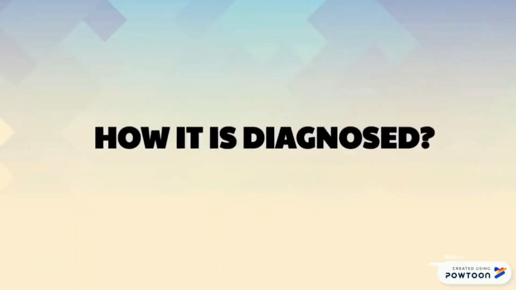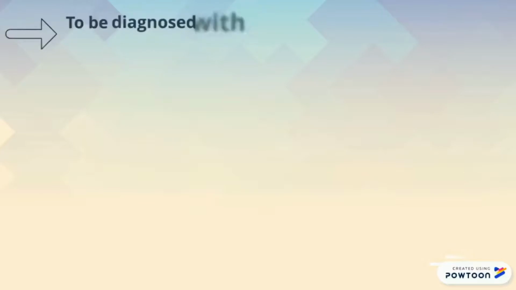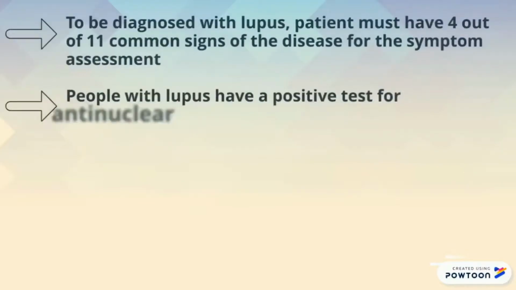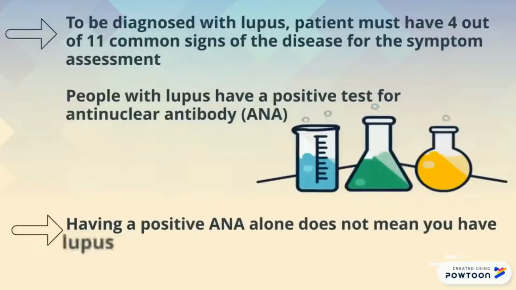How it is diagnosed. To be diagnosed with lupus, you must have 4 out of 11 common signs of the disease. Nearly all people with lupus have a positive test for antinuclear antibody. However, having a positive ANA alone does not mean you have lupus.